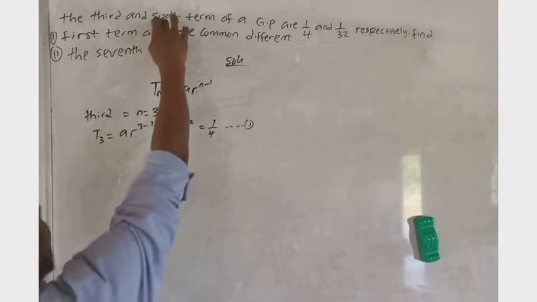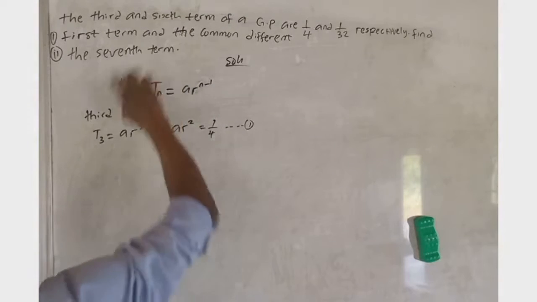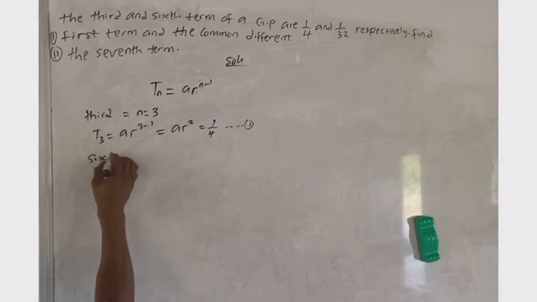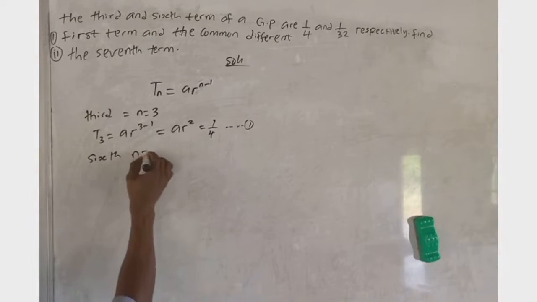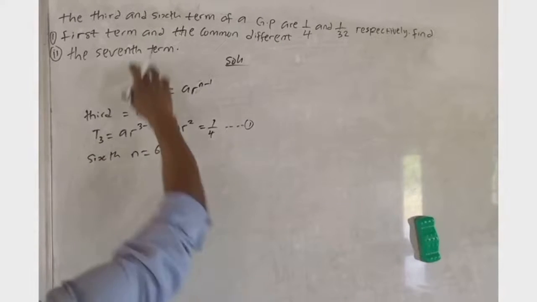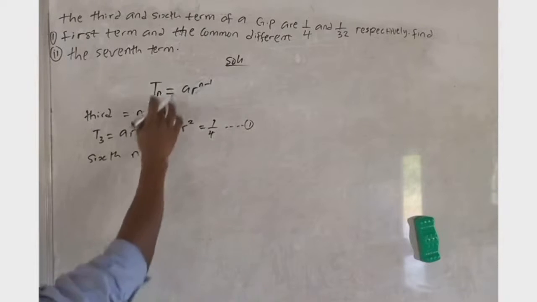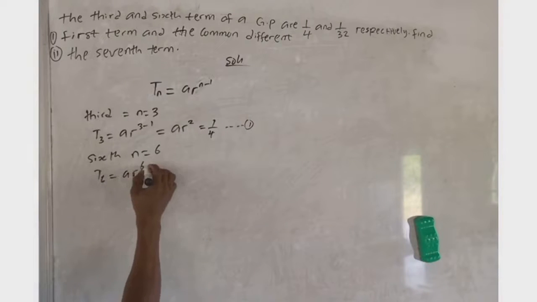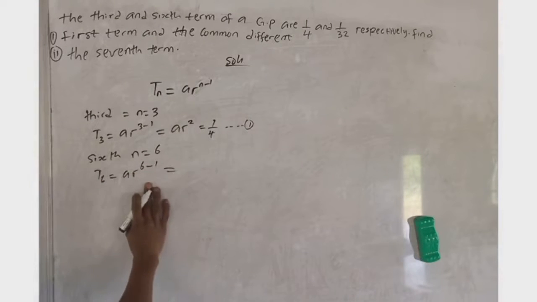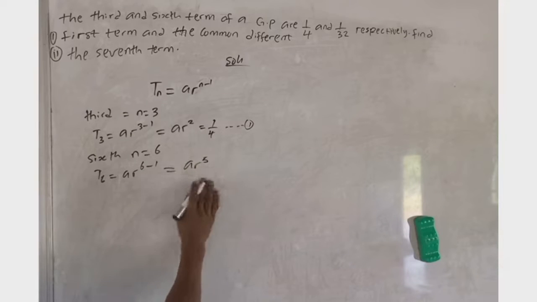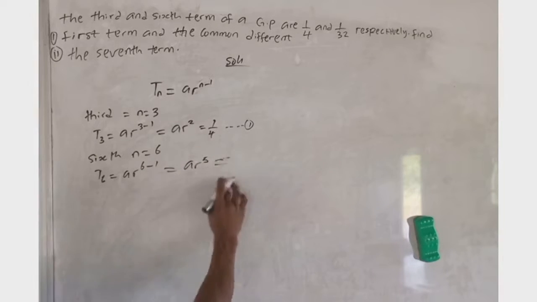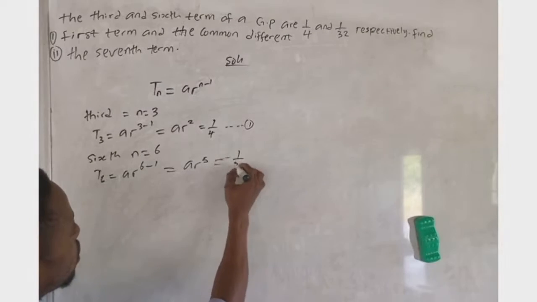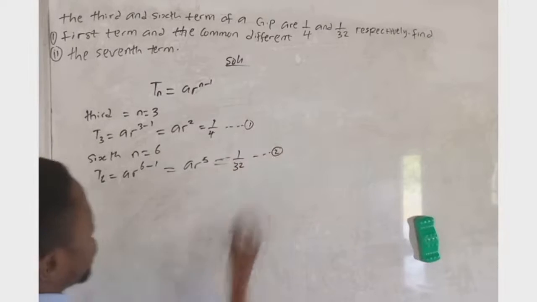Now for the sixth term, T6 is equal to 1 over 32. Here n is equal to 6, because n is the number of terms. Putting it in the formula, T6 is equal to ar raised to power 6 minus 1. Six minus 1 gives us 5, so we have ar raised to power 5, which is equal to 1 over 32. Let's call this equation 2.